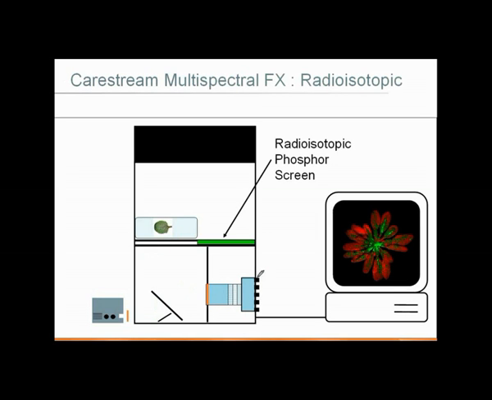You switch to radioisotopic mode. There's a phosphor screen that's placed in the instrument. The system then drives that underneath the sample. The sample, having been injected with a radioisotope, such as I-125, then emits a high-energy gamma. That high-energy gamma is then collected by the radioisotopic phosphor screen and re-emitted as visible light. It then enters into the closed optical path chamber just as we had before and is imaged just as you would from that point on with fluorescence, except we don't use an emission filter.